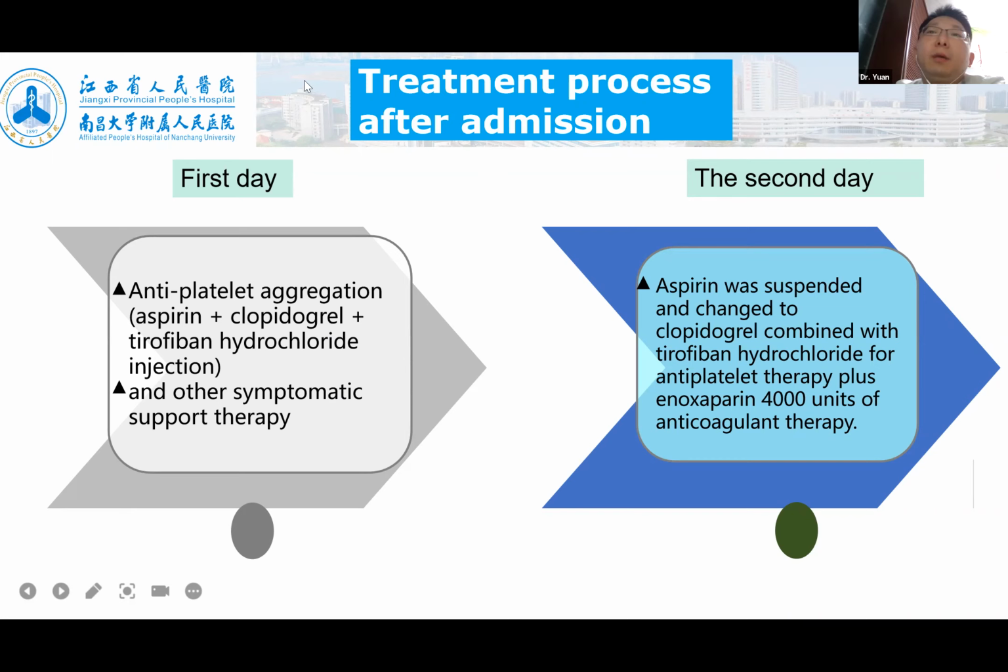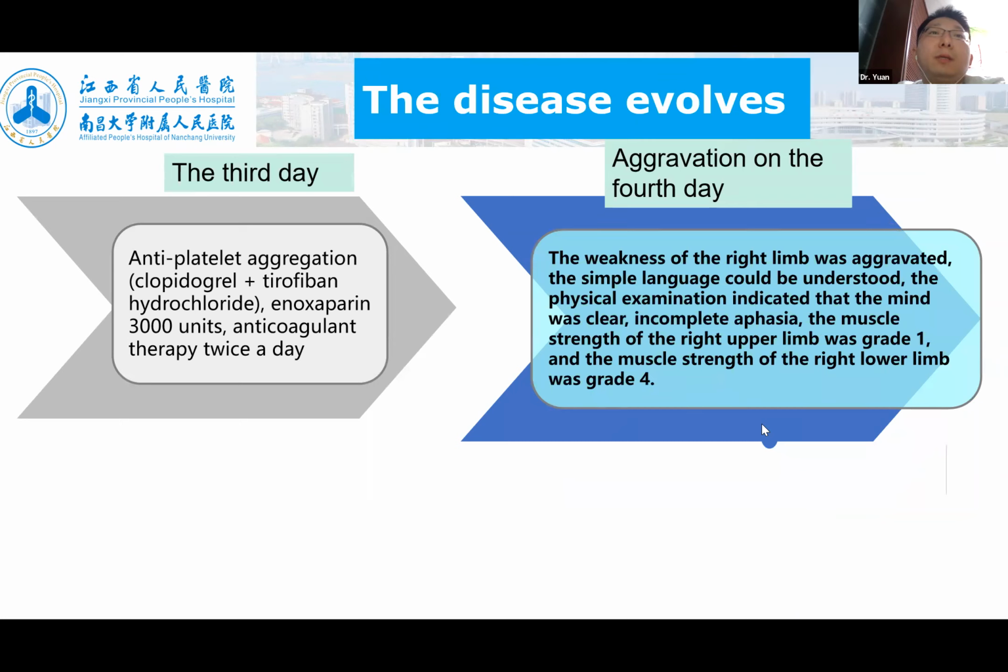And on the second day, the aspirin was suspended and changed to clopidogrel combined with tirofiban for antiplatelet therapy, plus volume expansion and 4,000 units of anticoagulant therapy. And on the third day, we used the antiplatelet aggregation therapy as well as aspirin, with 3,000 units of anticoagulant therapy twice a day.